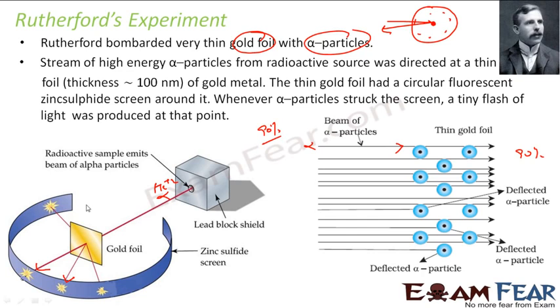He used zinc sulfide, which is a phosphorus kind of thing that will flicker or glow when the alpha particles strike it, so that he can know where the alpha particles are coming out.